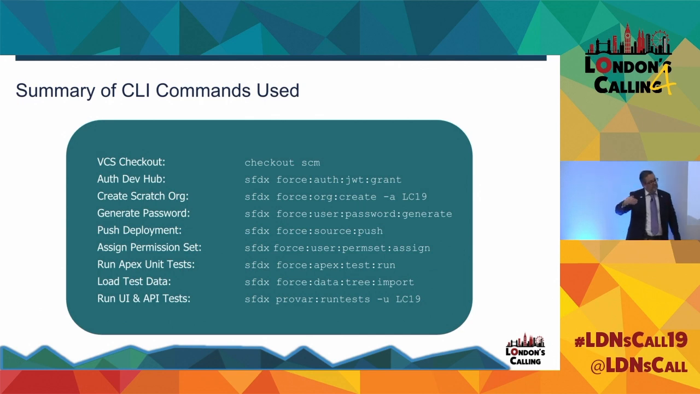And if any one of these steps fail, the pipeline will fail. It won't go to the next step. We don't waste time. We load some test data using SFDX, but we could equally do it with our own Provar tool as well. And we then run our Provar tests, and we get some evidence out the end. So again, when I run that test, I'm doing it against LC19.